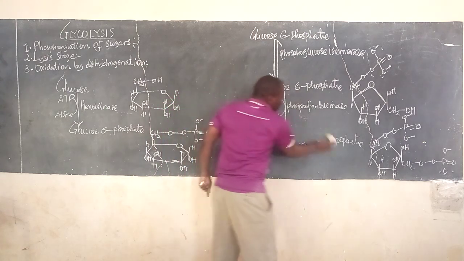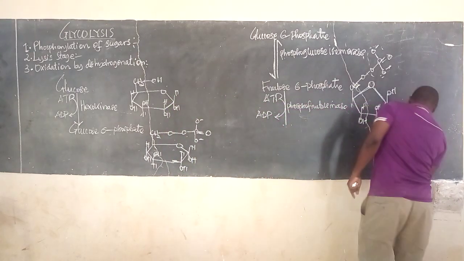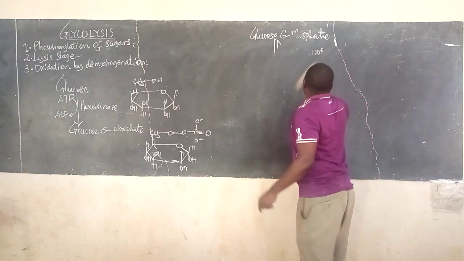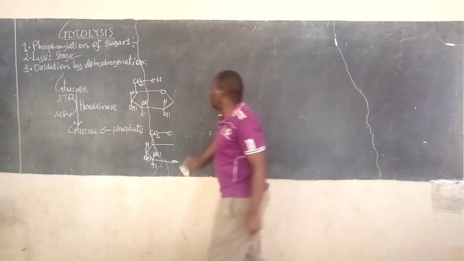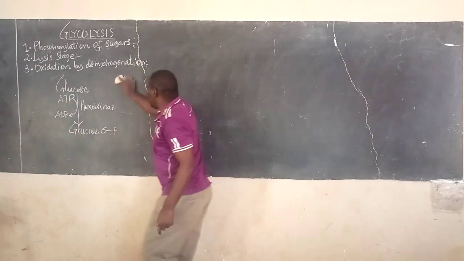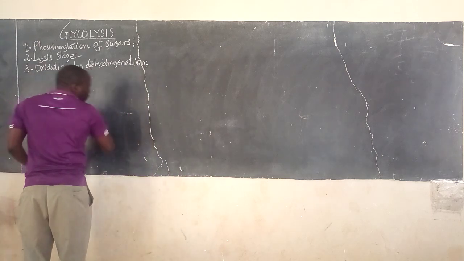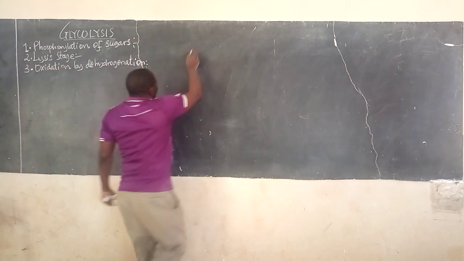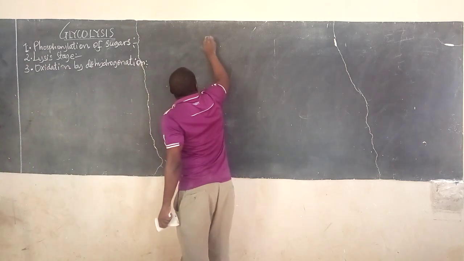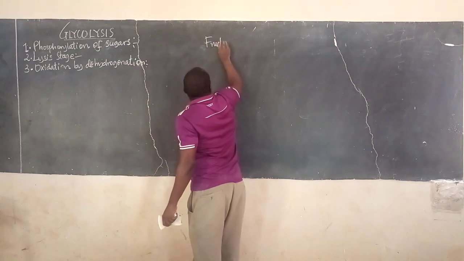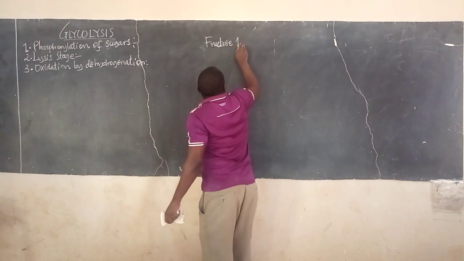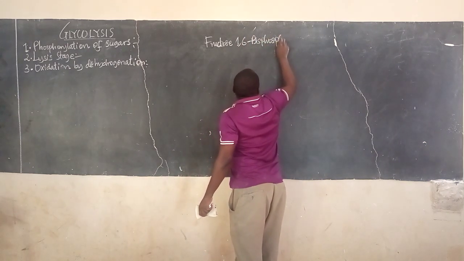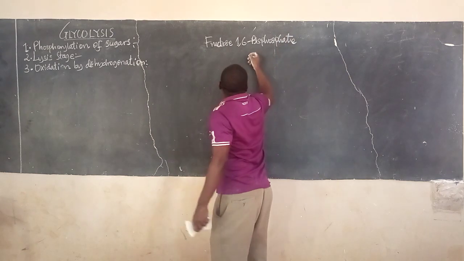Let's now look at the second stage of glycolysis, which is the lysis stage: lysis or splitting of fructose 1,6-bisphosphate into 3 carbon sugar phosphates, which are known as dihydroxyacetone phosphate and glyceraldehyde 3-phosphate. We ended at the point where we have formed fructose 1,6-bisphosphate.